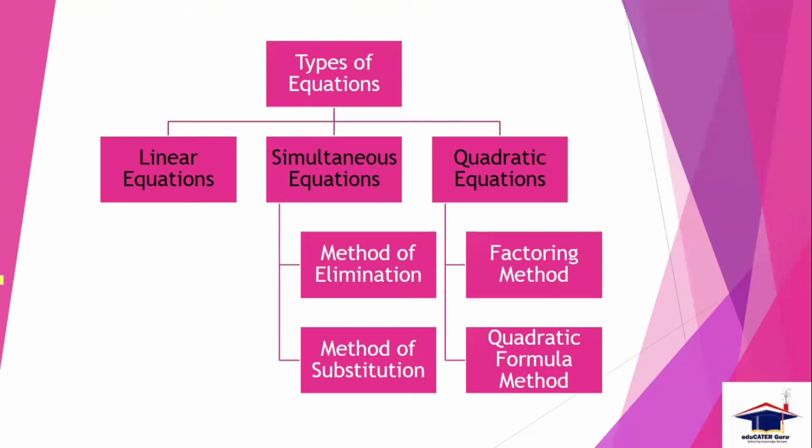So now let us see what are the types of equations that are there. First is linear equations, then simultaneous equations, then quadratic equations. Under simultaneous equations, there are two methods. One is the method of elimination, the other one is the method of substitution. Under quadratic equations also, there are two methods. One is the factoring method, and the second one is the quadratic formula method.